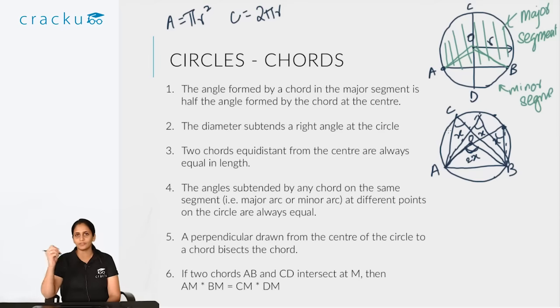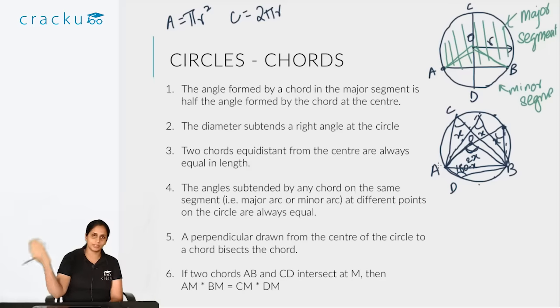If you know the funda of cyclic quadrilaterals, suppose this is D, then ADBC will be a cyclic quadrilateral. On the basis of the fact that it will be a cyclic quadrilateral, the opposite angle will be 180 minus x. So all of these angles in the minor segment will also be 180 minus x. So all the angles in the minor segment will be equal, all the angles in the major segment will be equal. So a chord will subtend the same angle in the same segment of the circle.